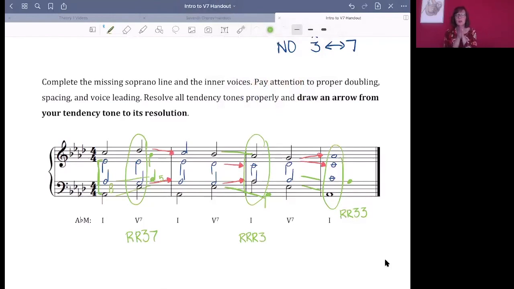The big takeaway: chordal sevenths have to resolve down by step. So when you're part writing with a 5/7, your seventh, your scale degree 4, has to move down to scale degree 3. And most of the time your leading tone should move up to tonic.